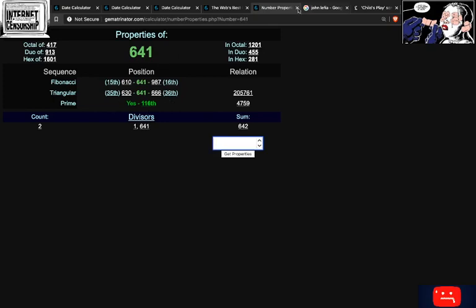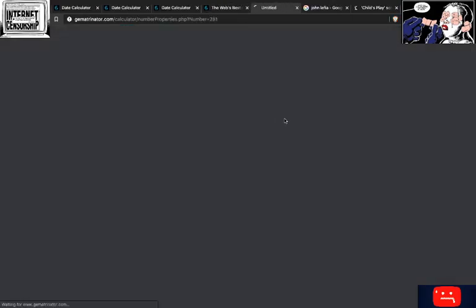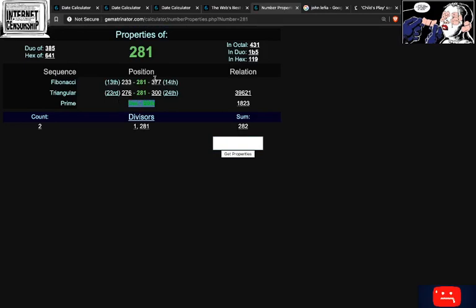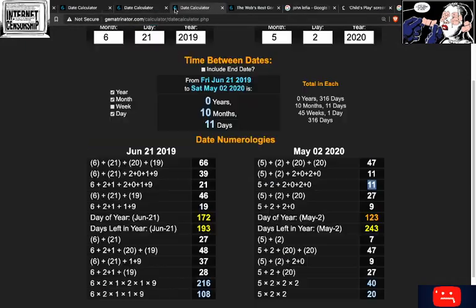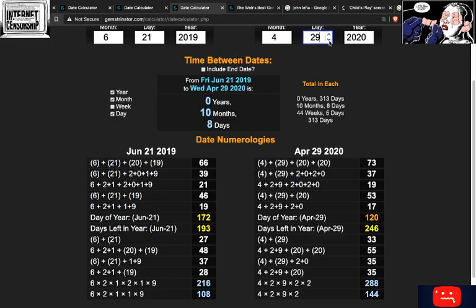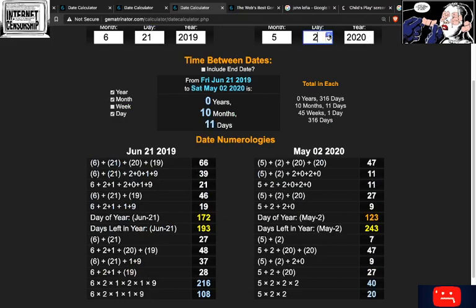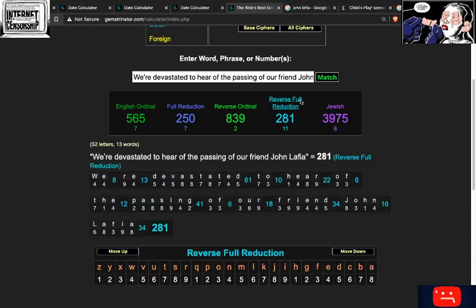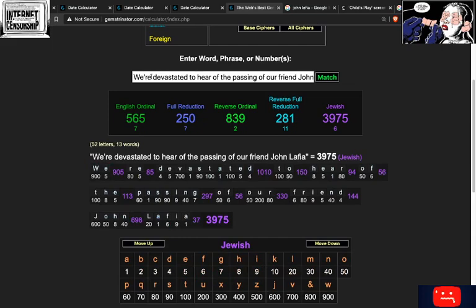116th prime, 641, the reflection. Could be something there. There's the 60 again. 281 is the 60th prime. So, today has a 60 date in numerology, multiplication. So it just goes on and on and on, man.